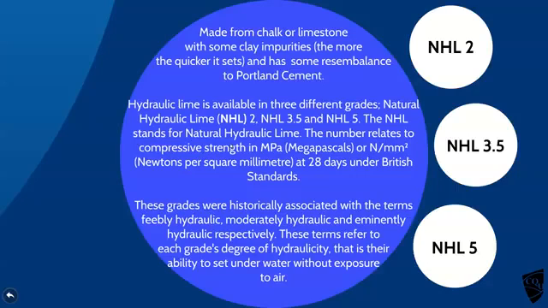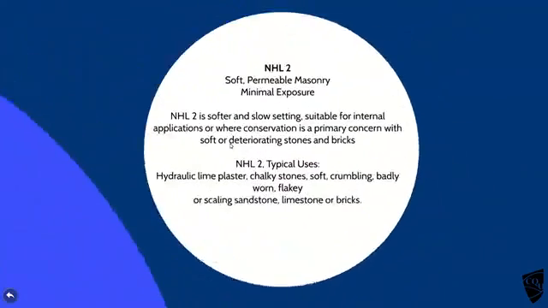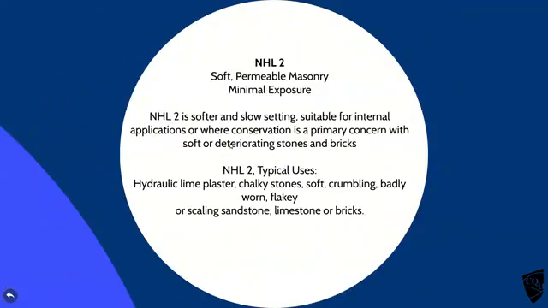So let's have a look at the first one. NHL2. This is the softest, weakest one. It's a permeable masonry. You can't really put it in bad exposure positions. It's soft, it's slow setting. It's very good internally because it's protected from the elements. Great for conservation works, especially if you've got very soft bricks or soft stonework.